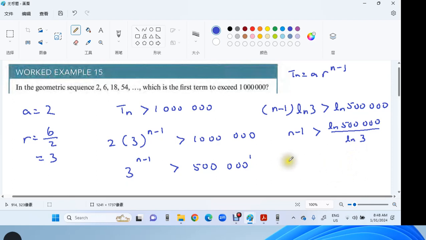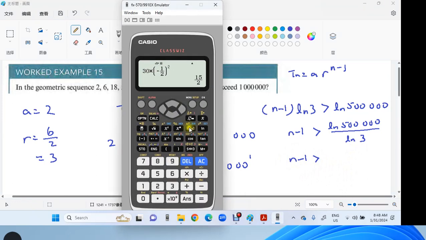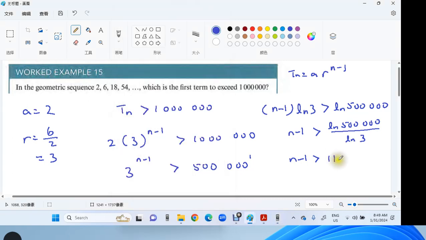Okay, so we have ln 500,000 over ln 3 is 11.94. So the n will be greater than 12.94. So the n is 13.